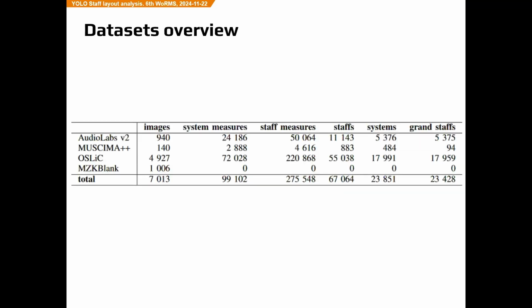So this is our dataset overview. We got around 7,000 images in our training datasets. And the most important and interesting part is that the problem with these datasets is that they are really heavily piano oriented, meaning that 98% of grand staff are also system.